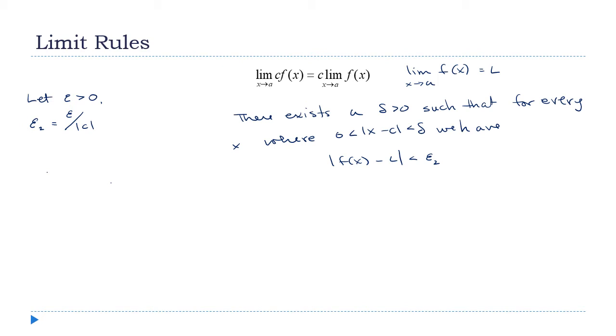Okay, I'm going to put this epsilon over c in there for that epsilon 2. The absolute value of f of x minus L is less than epsilon over the absolute value of c. All right, now let's multiply both sides by that absolute value. Let's move the absolute value of c over to the other side. This means the absolute value of c times the absolute value of f of x minus L is less than epsilon. And let's bring that absolute value of c inside the other absolute value. This means the absolute value of c times f of x minus c times L is less than epsilon.